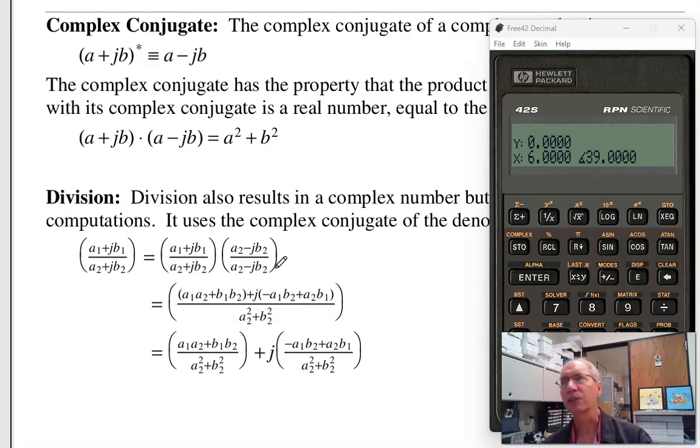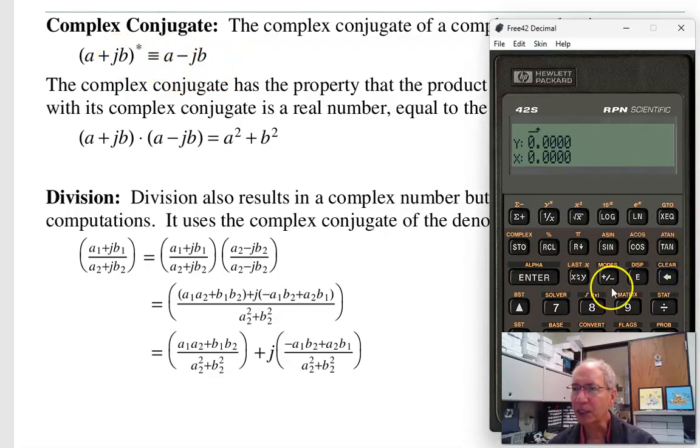To divide, you need to use complex conjugates. A complex conjugate is: take the complex part, change the sign. On an HP calculator, I have 2 plus j3. To get the complex conjugate, I need to split up the parts, change the sign of the complex part, bring it back. So there I have 2 plus j3, and its conjugate, 2 minus j3.